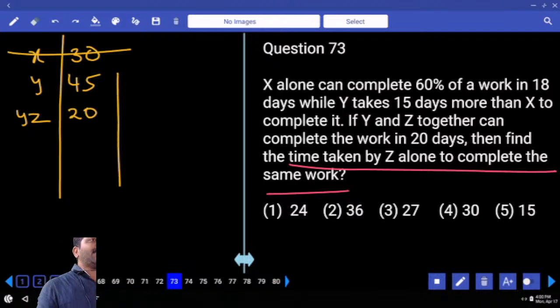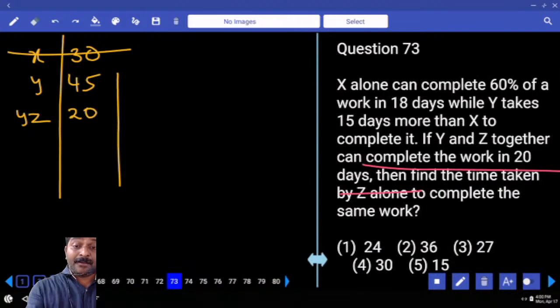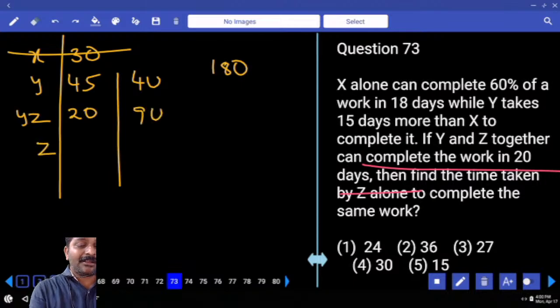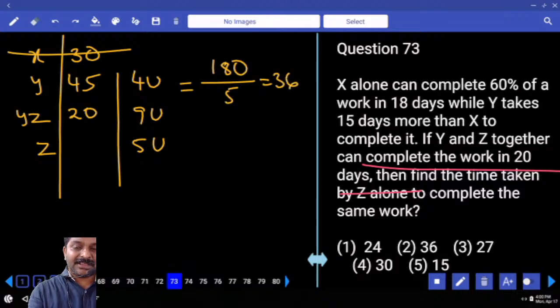Concentrate only on this. 45 and 20, LCM is 180. Y alone will do 4 units. Y and Z together will do 9 units. That means Z alone will do 5 units. Z can complete the total work in 180 by 5, which is 36 days.